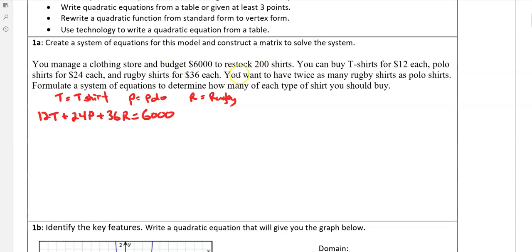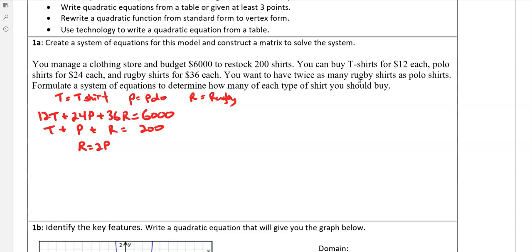The next equation has to do with the 200 total shirts. And that would just be, because T represents the number of t-shirts, R is the number of rugby, P is the number of polo, T plus P plus R is going to be equal to 200. All right. And then my last equation is I have twice as many rugby shirts as polo shirts. So that means the rugby shirts are twice as many as the polo shirts. So you would write it like this: the rugby shirts are the bigger one. There's more rugby shirts. So they're equal to twice as much as the polo shirts.